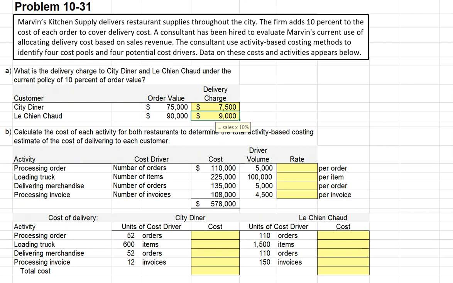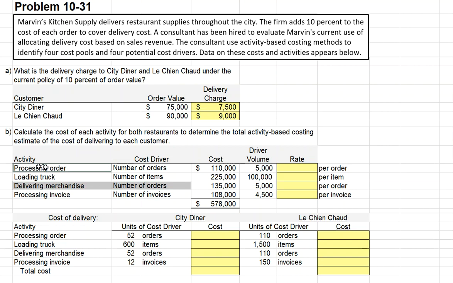In Part B, we're using the 4 cost pools and 4 cost drivers using activity-based costing to allocate the cost of delivery to the various customers. We take our total cost pool of $578,000 and we break it down into 4 individual cost pools. One cost pool is related to order processing, which we'll allocate on the number of orders. We have the cost of loading trucks, which we allocate on the basis of the number of items. The cost of delivering merchandise, which again is based on the number of orders.